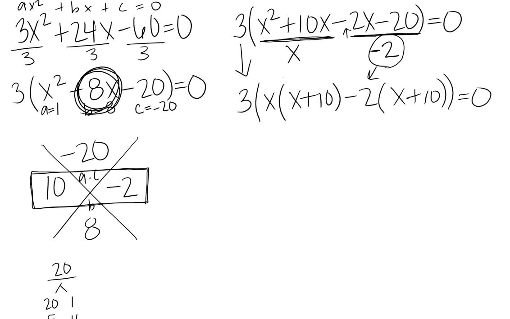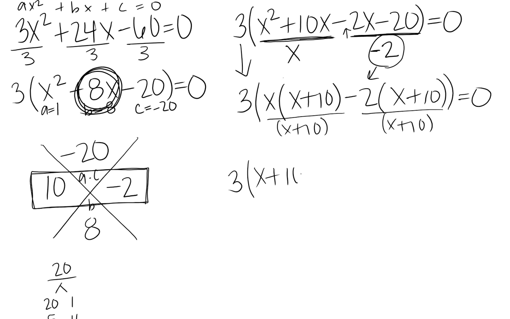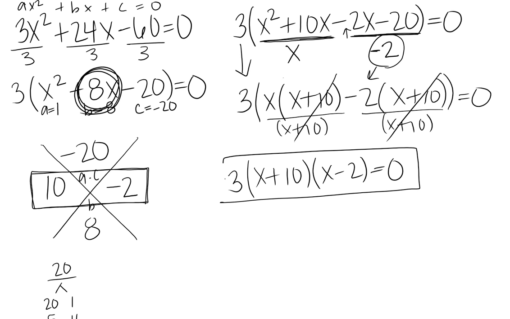All right, so now the very last step would be to factor out my GCF again, which for this problem would be x plus 10. So 3 is still there, and now I'll have x plus 10, and then what's left over will be x minus 2 equals 0. And this would be my factored form.